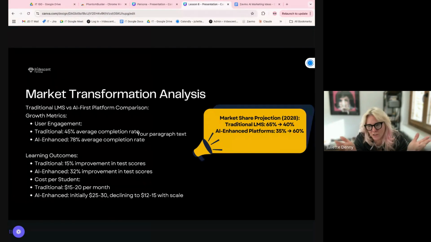And then also, when you're looking at the promotion element and how you're communicating the why to clients, instead of why you're moving into AI, you've got things like improvement in test scores, and cost per student comes down because it's more efficient and effective.